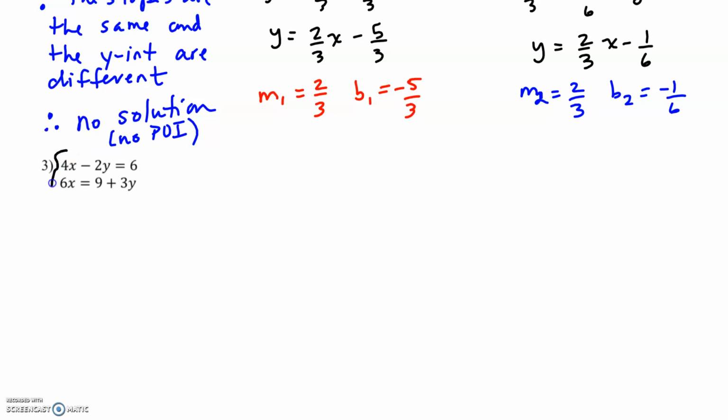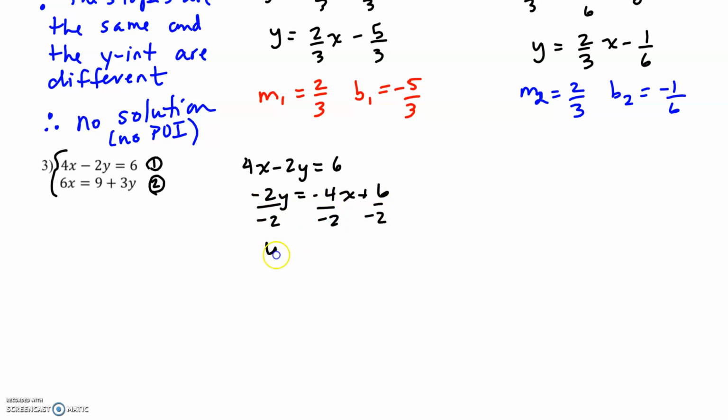Okay, so here's our linear system. I have equation 1 and equation 2. And for this one, again, we're going to need to rearrange. So I have 4x minus 2y equals 6. So I'll leave the -2y. And we'll divide by -2 each term. So y equals positive 2x minus 3. m1 is 2 and b1 equals -3.